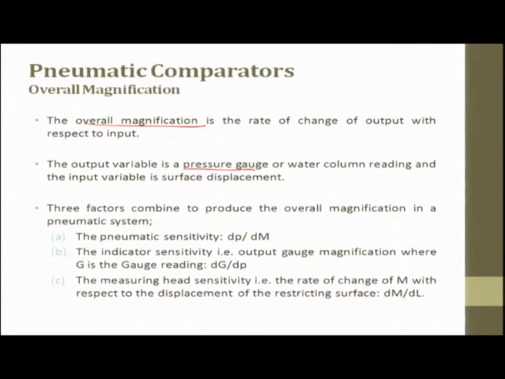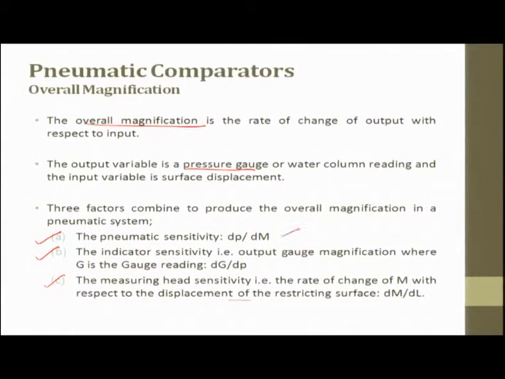displacement. The three factors combined to produce the overall magnification are pneumatic sensitivity, indicator sensitivity, and measuring head sensitivity. So, that is nothing but dP by dm plays one role, then dG by dP, that is nothing but the output gauge magnification, where G is the gauge reading and P is the pressure, and the measuring head sensitivity, that is the rate of change of m with respect to the displacement of the restricting surface, dm by dl.